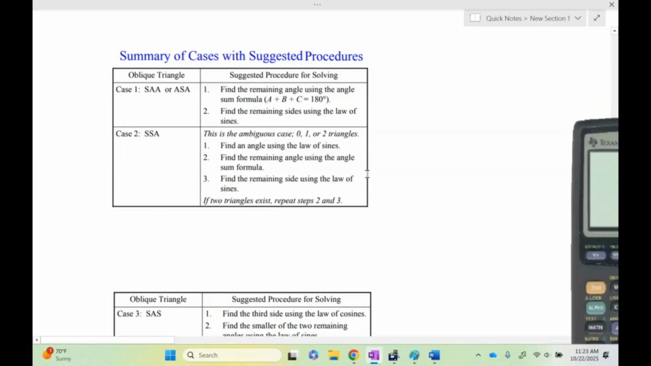For side side angle, it says it's the ambiguous case, but that is beyond the scope of this course. We're always going to have one triangle solution. It says find the angle using the law of sines, find the remaining angle using the sum formula, and then find the last side using the law of sines.